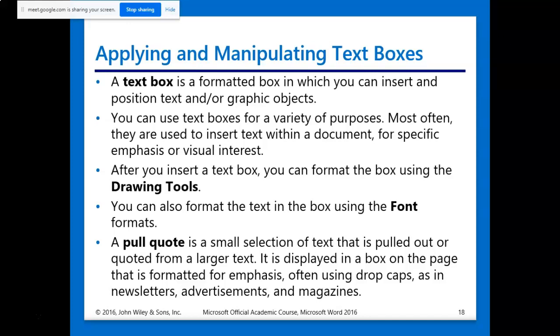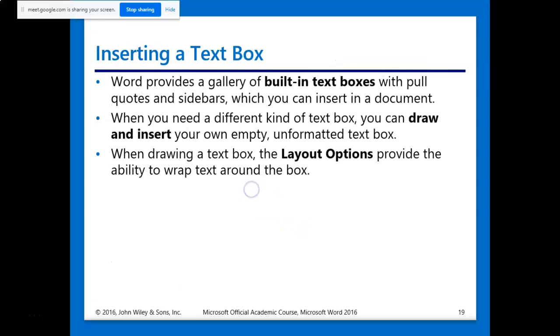After you insert a text box, you can format the box using the drawing tools. You can change the font format for the text that's in the box. You can change the background color of the box. So a pull quote is what I was just talking about with magazines and newspapers. It is a small selection of text that is pulled out or quoted from a larger text. It is displayed in a text box on the page that is formatted for emphasis. It often uses drop caps, which I'll show you as well, as in newsletters, advertisements, and magazines.